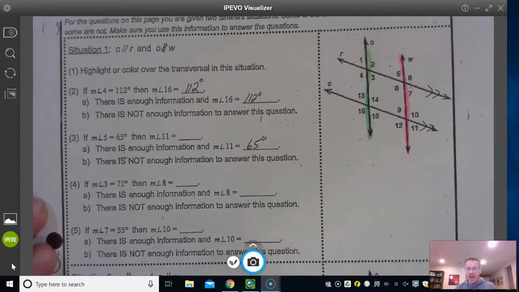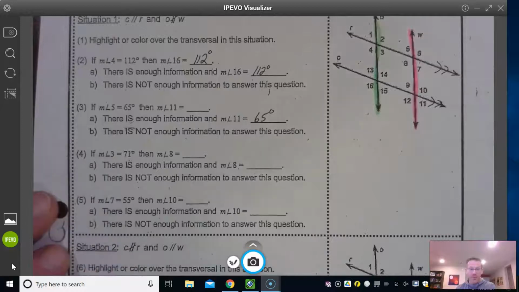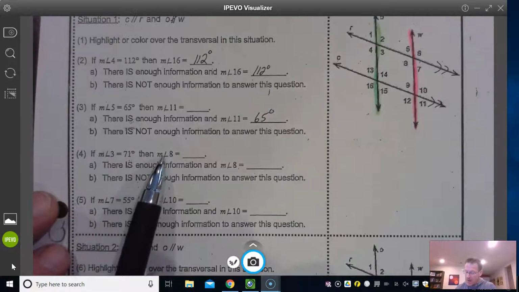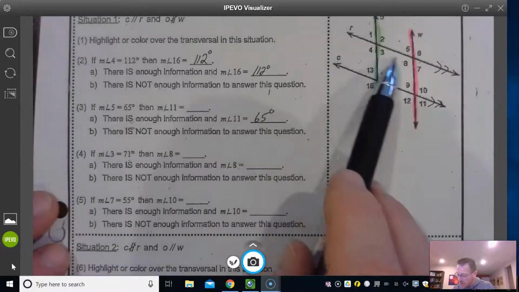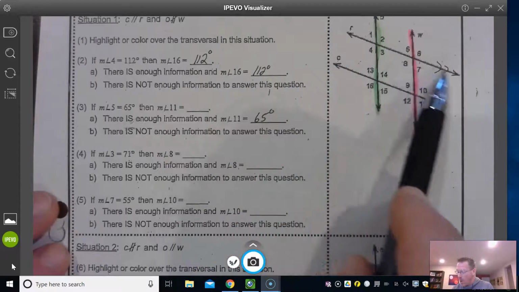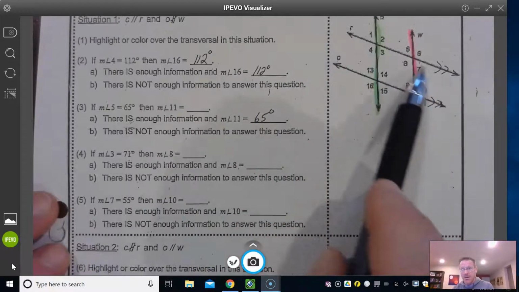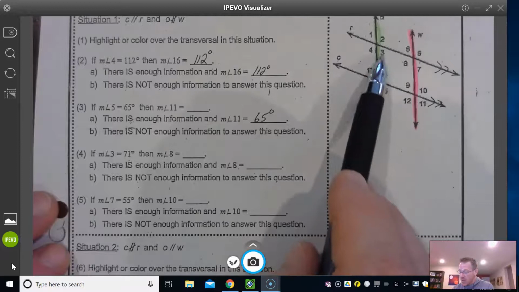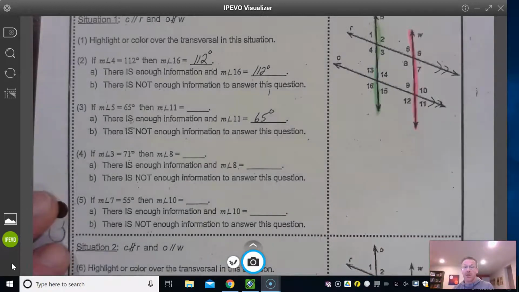Now let's move to number 4 here. We have angle 3 is 71, and we want to know about angle 8. So here's 3 and here's 8. Now notice our transversal is one of the parallel lines, so this is R. But notice we can still identify them. 3 and 8 are same side interior angles. That will never change, so we can always identify them.